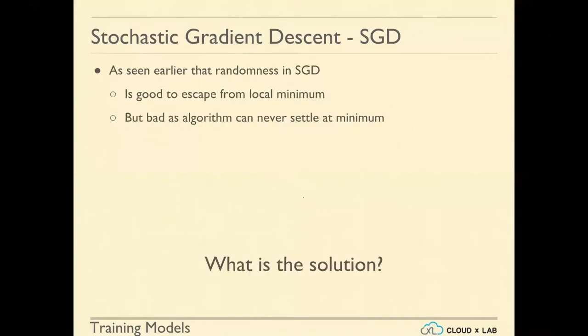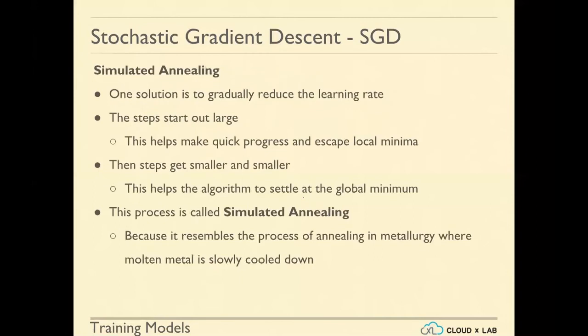Therefore, what is the solution? In case of stochastic gradient descent, there is an idea called simulated annealing. The idea is that we gradually reduce the learning rate, meaning as time goes on, we keep on decreasing the learning rate so that it does not jump around too much. The steps start out large, meaning in the beginning stochastic gradient descent moves a little too much. This helps us make quick progress and escape the local minimas, and then steps get smaller and smaller, and this helps the algorithm settle down at the global minima, right?